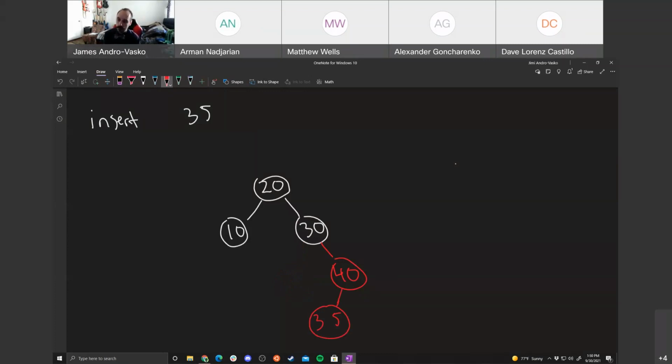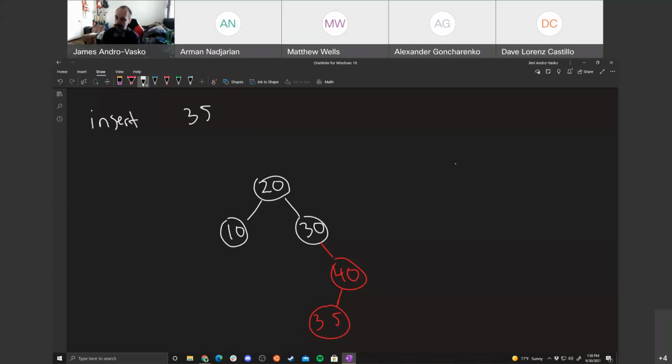So in this case, we have to check 35's aunt or uncle. Well, it's nil, which means that we have a black aunt or uncle. So we have to do rotation to fix this problem. Now, the problem here is that the right child's left subtree has a node. So we have to double rotate this potential tree because it's a zigzag. So our first rotation is just to fix that zigzag.